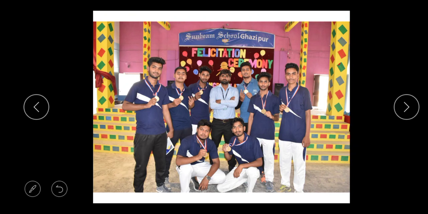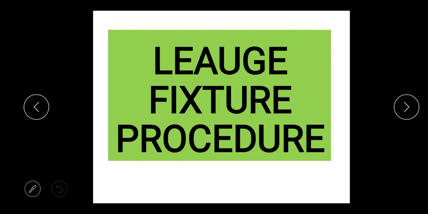Today, I will be taking the lecture on league fixture procedure. League fixture, or round robin, or burger system. These are three similar names for the league fixture. So beta, don't be confused by the three names: league, round robin, or burger system. Clear?